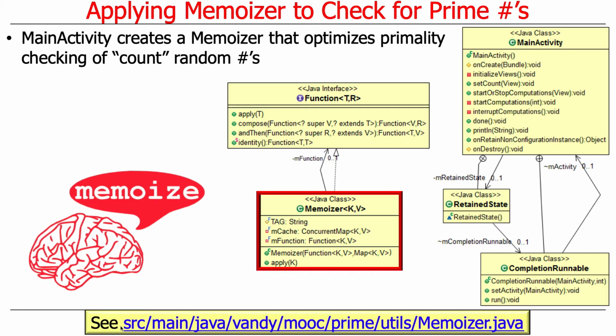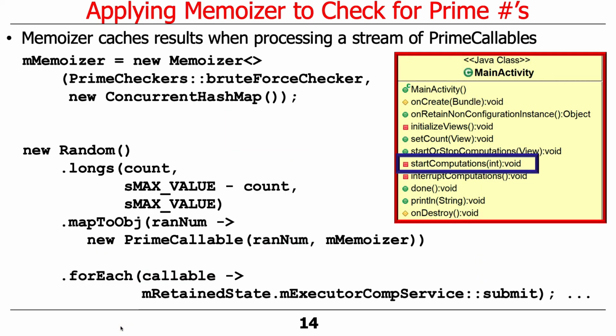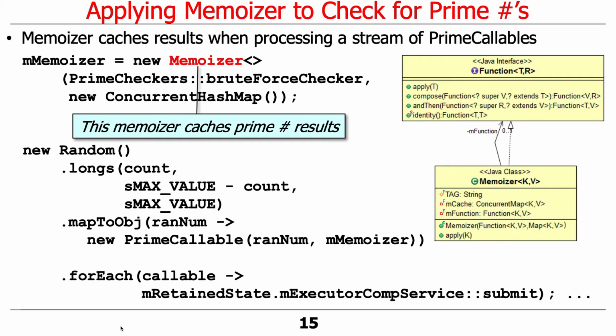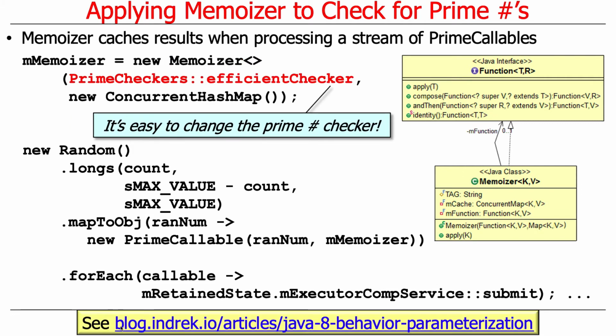Here's the main activity. This creates a Memoizer that's going to be used to optimize the primality checking for up to count random numbers, or exactly count random numbers. And this is basically what it's going to look like. So here's the start computations method, which runs in the main activity. And what it does is it makes a new Memoizer, which is going to be used for caching results. As you can see here, we can either have the brute force checker, or we could put in a more efficient checker if we wanted to. This is a good example of the behavior parameterization features that are supported with Java 8 and beyond as the result of method references and lambda expressions and so on.